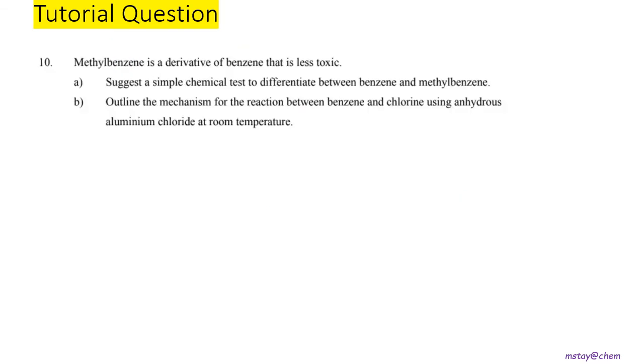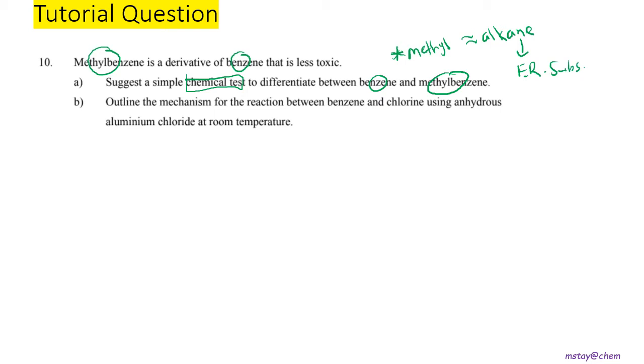Okay, let's proceed to question number 10. Methylbenzene is a derivative of benzene that is less toxic. Now you are going to suggest a simple chemical test to differentiate benzene and methylbenzene. Based on these two names, we know the difference is the methyl part. The methyl part basically is similar to the alkane. So we need to recall what reaction is carried out by alkane, which is free radical substitution. Alkane will react with the halogen.